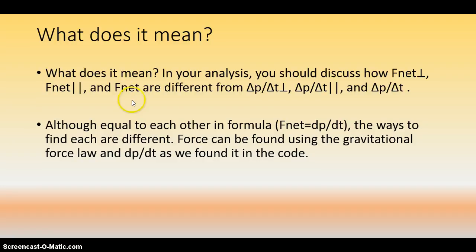So the what does it mean question. What does it mean in your analysis? You should discuss how Fnet parallel and Fnet perpendicular and Fnet are different from delta p over delta t perpendicular, delta p over delta t parallel, and delta p over delta t. Although equal to each other in formula, so Fnet equals dp over dt, along with Fnet parallel equals dp over dt parallel, the ways we find each are different.